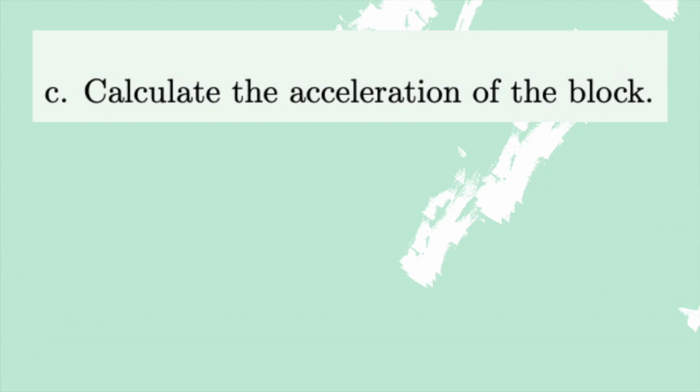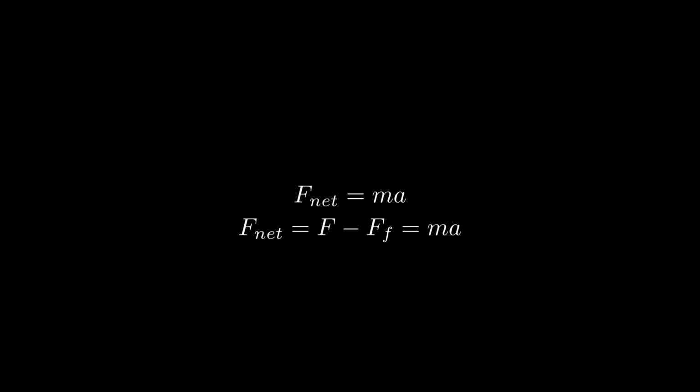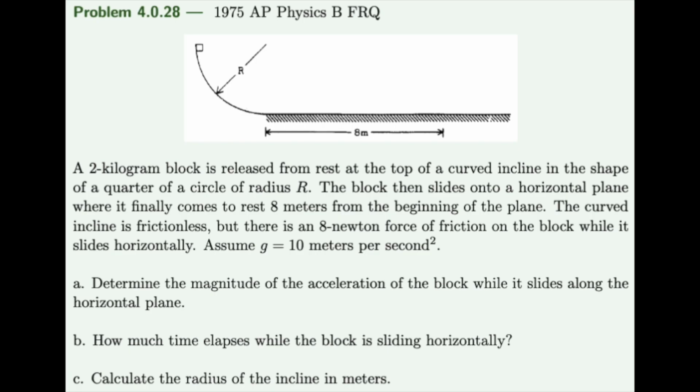Now in part C, we want to find the acceleration of the block. So we know that net force equals mass times acceleration. So net force is F minus F_f, which is the friction force, and this equals mass times acceleration. So our force that we apply is 35, friction force is 20, and then mass is 10. So we can solve for acceleration to get 1.5 meters per second squared.